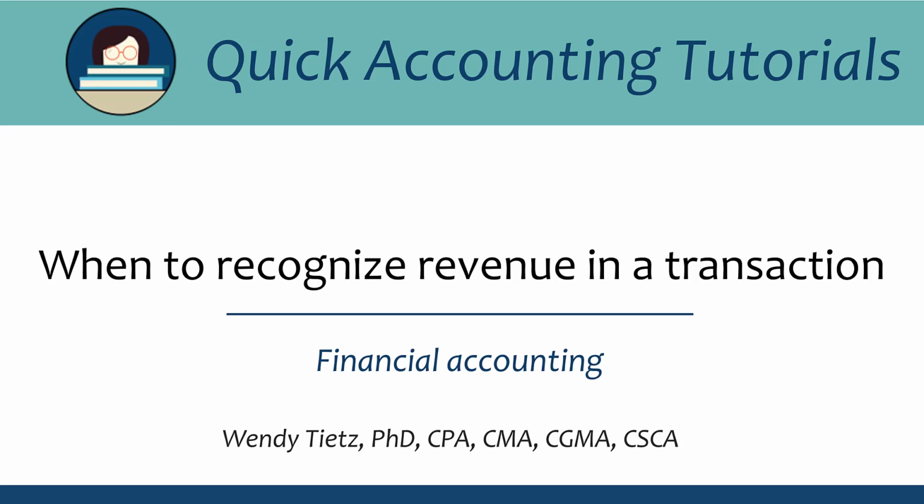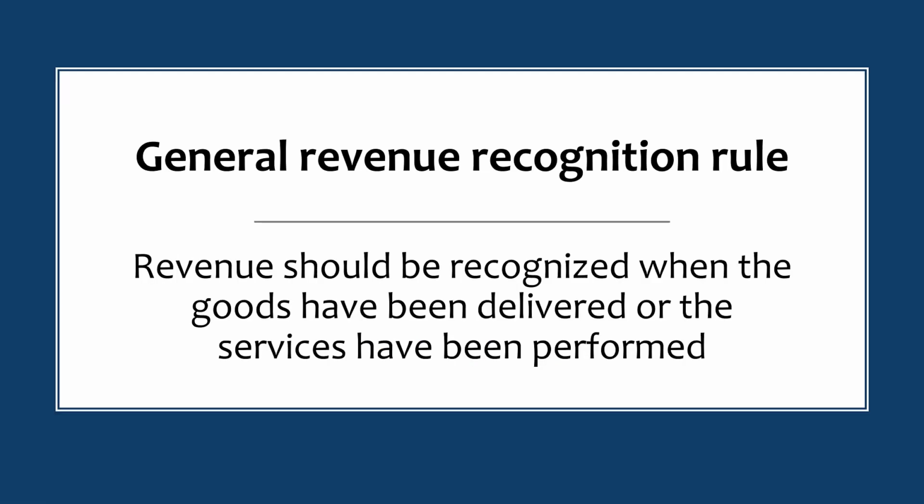In this video, we're going to cover real briefly when to recognize revenue in a transaction. The basic general revenue recognition rule is that revenue should be recognized when the goods have been delivered or the services have been performed. Now, I want to make a note here. We are just covering this at a very basic level. Once you get into intermediate accounting, there's lots of nuances and lots of choices to make. But here we're just going with this general revenue recognition rule.